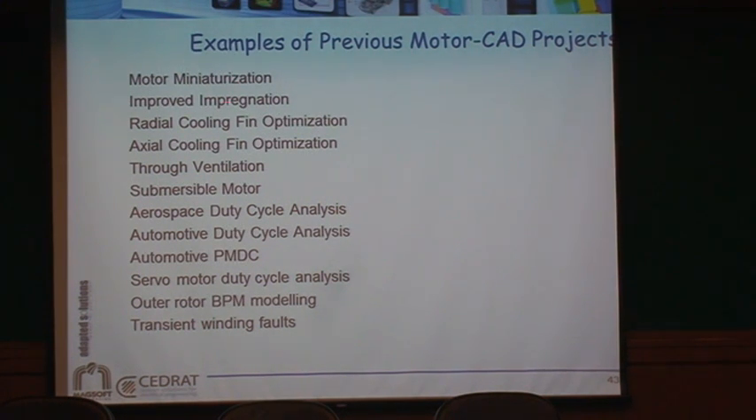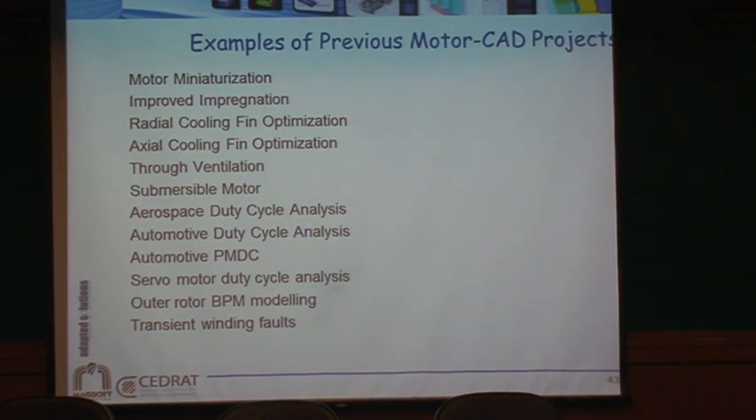Impregnation. So I can actually look at the effect of the quality of the impregnation on the winding. Of course, those ones are immediate. The type of cooling, trying to optimize the fin, the spacing between the fins, thickness of the fin. Through ventilation, I just look at this one, submersible stuff. Duty cycles for aerospace, automotive, elevators. We did elevators. Automotive, PMDC, servo, motor duty cycle analysis, outer rotor BPM modeling, transient, winding fault. So there is a fault, which brings a lot of losses inside the machine. You need to see what's going to happen to it.